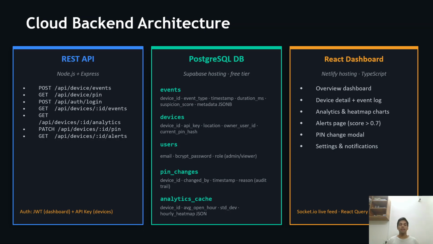The other important tables are devices, which stores each registered lock unit with its API key and current pin hash; users for dashboard accounts; pin changes as an immutable audit trail for every pin change; and analytics cache for pre-computed hourly heat maps so the dashboard doesn't have to recompute them on every load. For hosting, the API and database run on Render and Supabase, which both have free tiers. The React frontend is on Netlify. This whole stack is free to run for a prototype.